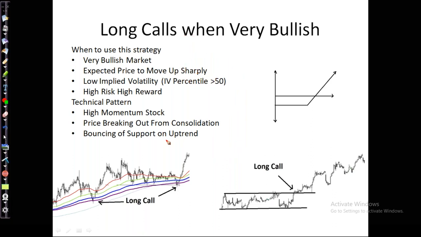So this is a long call strategy. I'm a swing trader or positional trader in options. 90% of the time I trade in options only, and all are positional. I always have a position in options, it may be stocks, indices, or sometimes crude oil, commodity.